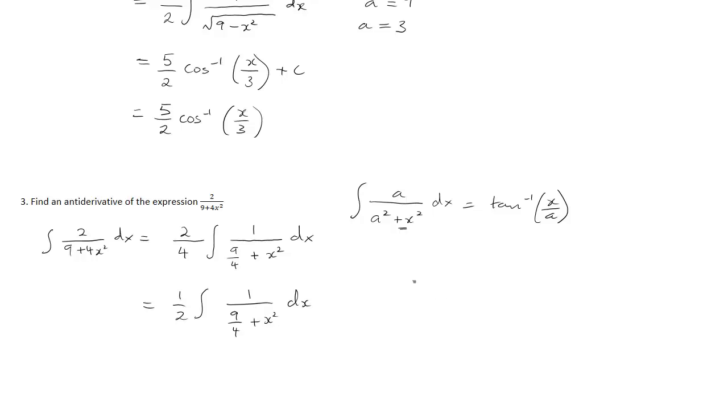Now, a squared is actually equal to 9 over 4 this time. So a is equal to 3 over 2. And so we've got 1 at the top, but we really need 3 over 2 on the top there. And so what we're going to do is we will introduce 3 on 2 and place it at the top there.